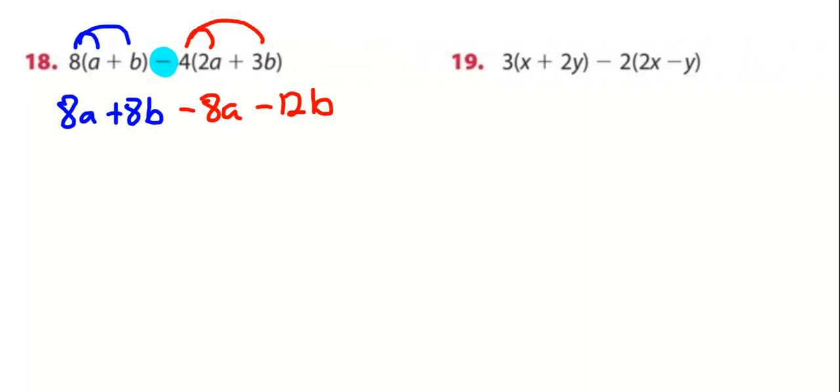So the answer here would be, what's 8A take away 8A? 0. And now what's 8? You have 8 bananas, but you owe your mate 12 bananas. Minus 4 bananas. Here we go.